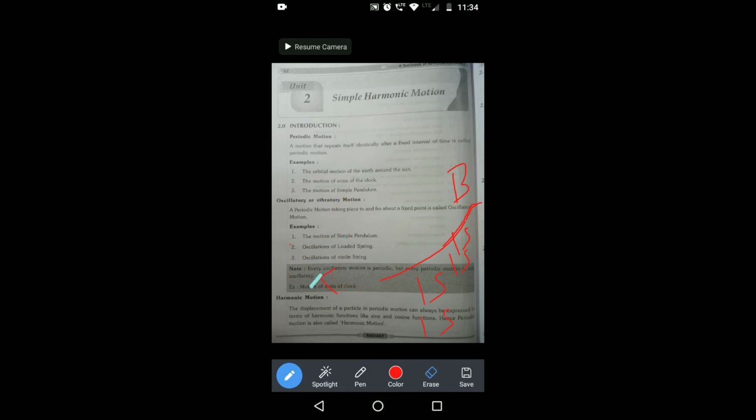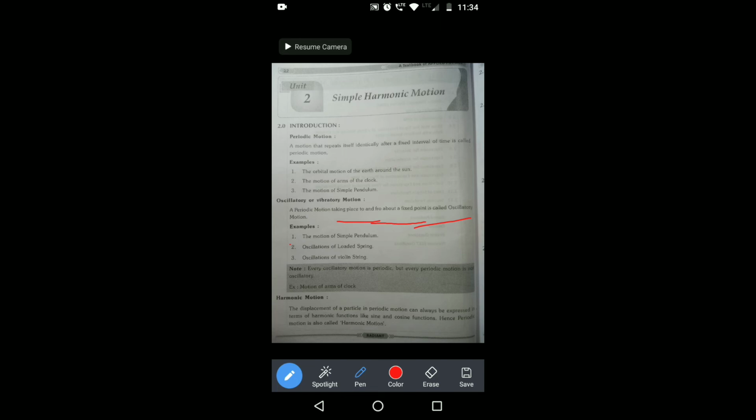Next, oscillatory motion. What is the meaning of oscillatory motion? A periodic motion taking place to and fro about a fixed point is called oscillatory motion. Examples: the motion of a simple pendulum, oscillations of a loaded spring, oscillations of a violin string. Note: every oscillatory motion is periodic, but every periodic motion is not oscillatory. Example: motion of the arms of a clock.